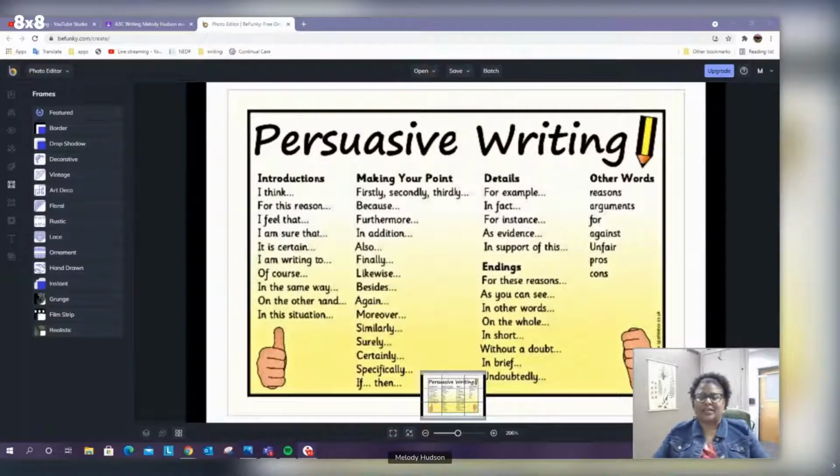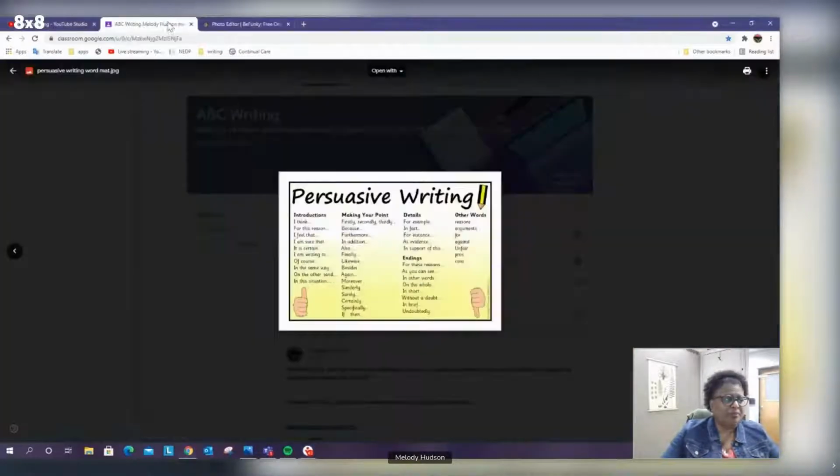And then in our details, we're going to use words like for example, for instance, in support of this. And when we write our endings, we're going to say, as you can see, on the whole, in short, in brief, without a doubt, for these reasons, undoubtedly. And then other words that we're going to use are reasons, arguments, for, against, unfair, pros, cons, inaccurate. Okay, so those are words that make your argument stronger.